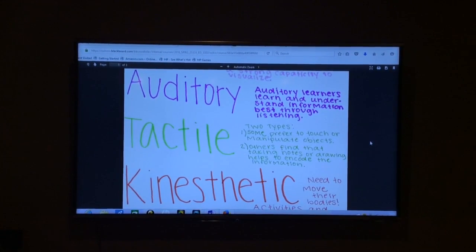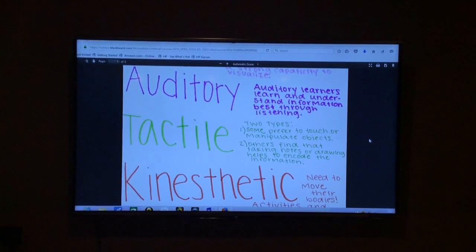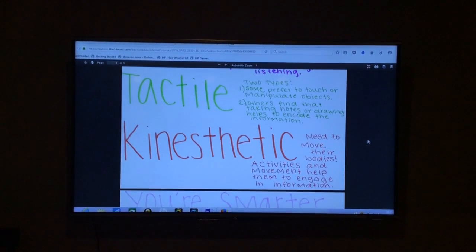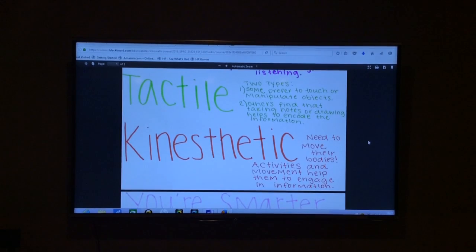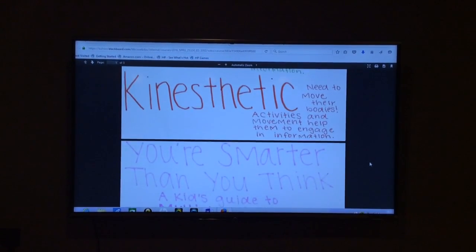to encode the information. As y'all can probably tell from my artifacts, I really like to take notes and write things out. That's what really helps me learn. And then kinesthetic, they need to move their bodies, so activities and movement help them to engage in information.